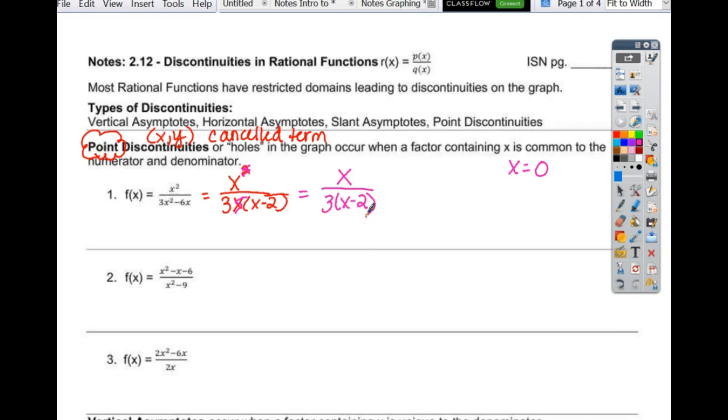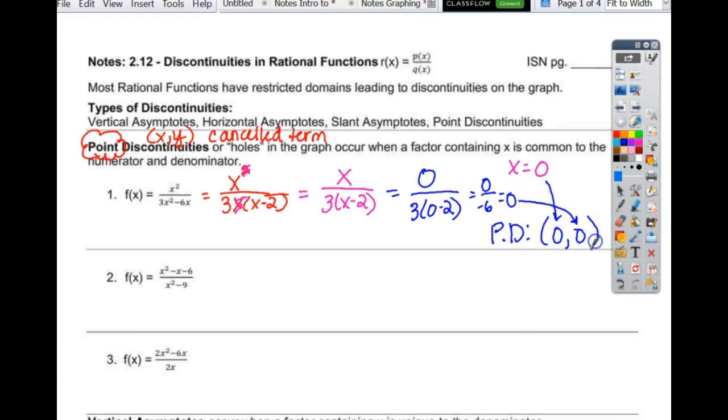And my reduced function now is x over 3 times x minus 2. So to find the point discontinuity, I'm going to take this 0, and I'm going to put it in the reduced function. So I get 0 over negative 6, which equals 0. So my point discontinuity is 0 from here, and this is the y value for the point discontinuity.